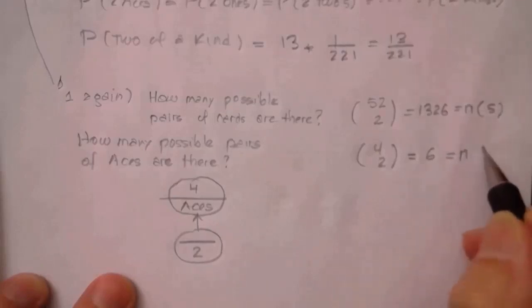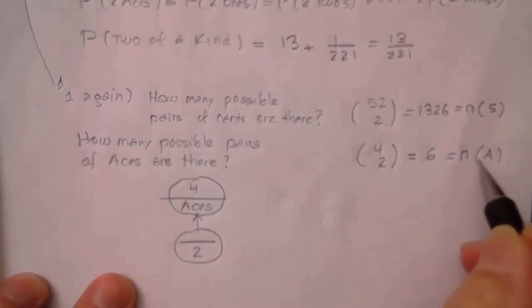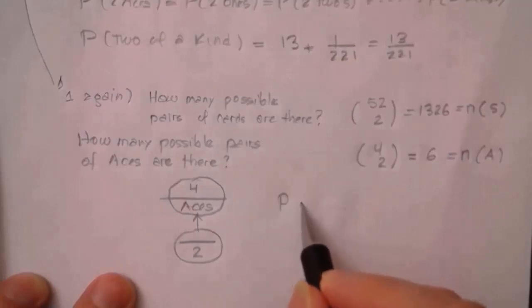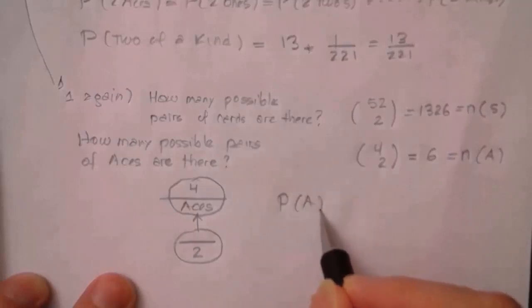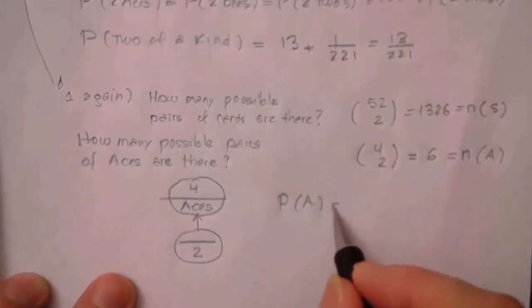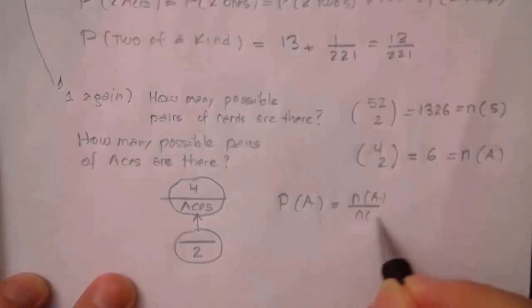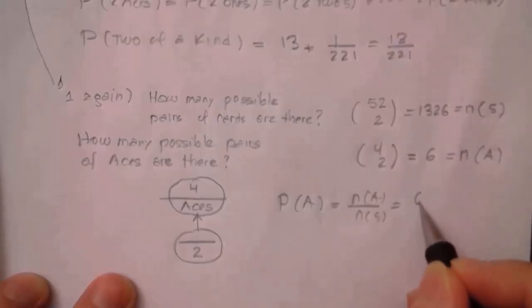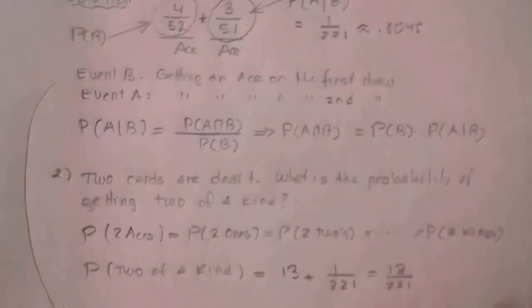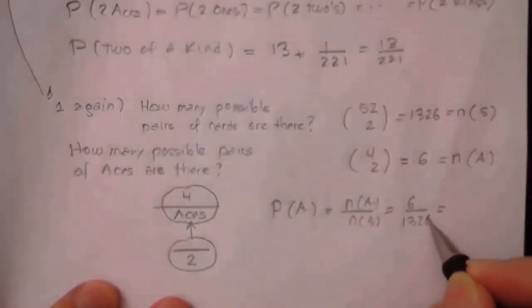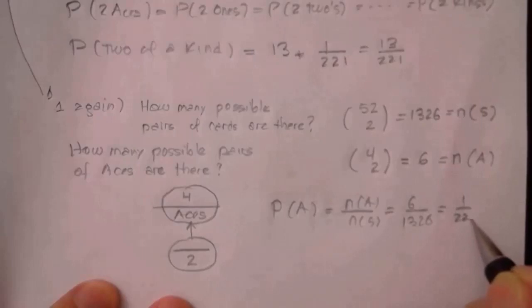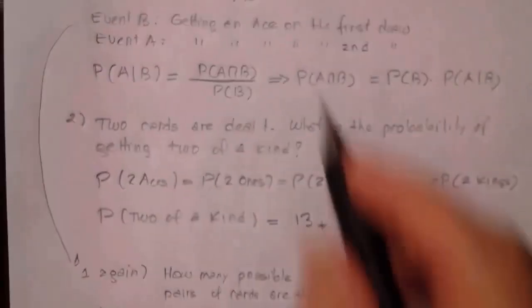So this is the number of elements in the event that we are considering, which is getting a pair of aces. So the probability of A, that event of getting a pair of aces, will be the number of elements in A divided by the number of elements in the sample space. So that would be 6 over 1326. And that is going to give you the same number that we got before. When you simplify this fraction, you're going to get 1 over 221. So that is a second way of doing the same thing we did before.